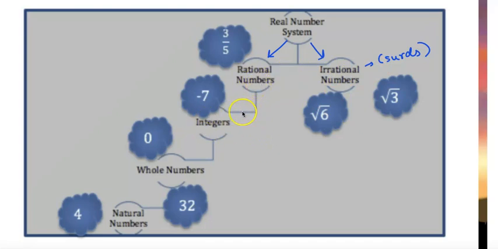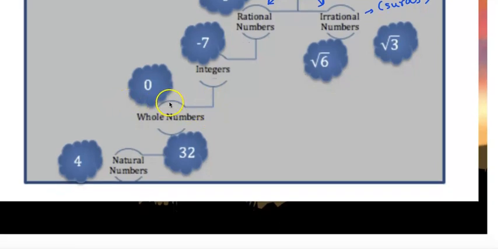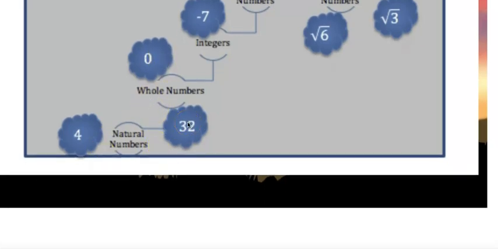Then rational numbers are divided into integers. Integers are what? Positive and negative numbers taken together, they are integers. Then within integers, we have 0, that's your whole number. I told you on the previous screen, 1 to 9 are natural numbers, but when you include 0, it becomes whole numbers. And natural numbers are these over here.